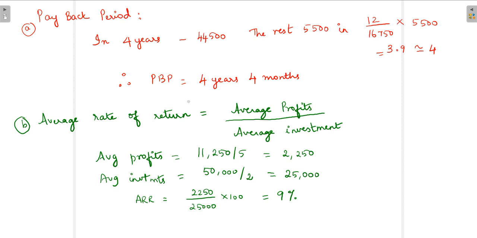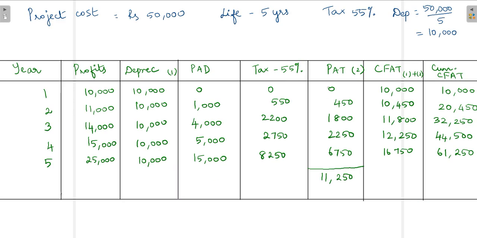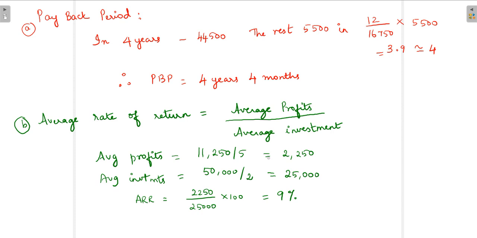To calculate average rate of return, you have to divide average profits by average investments. So for average profit after tax, you add it up and you will get the total of profits, that is 11,250. You divide it by the number of years, 5 years, and you will get the average profits. Average investment is the initial outlay or initial cost divided by 2. So you divide average profits by average investments, and you will get the ARR value.